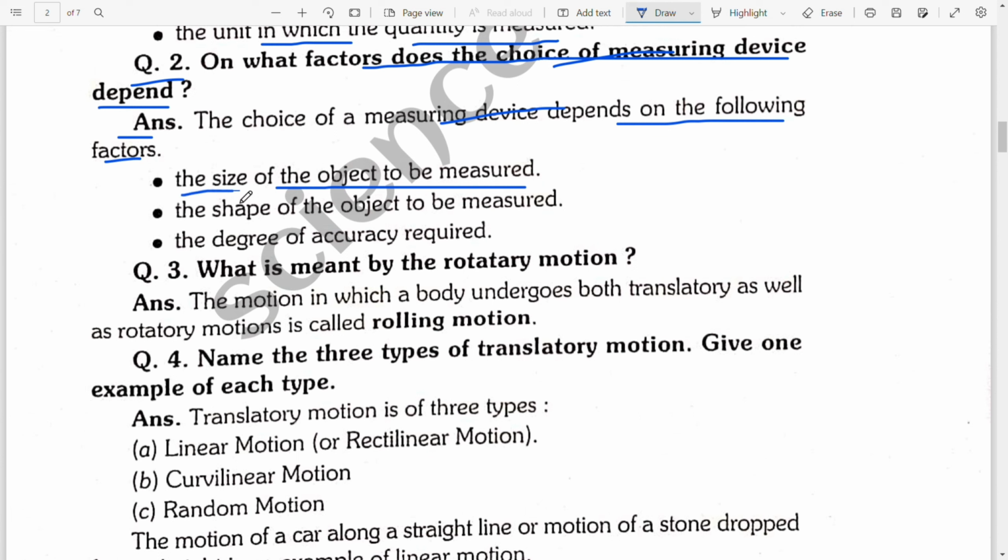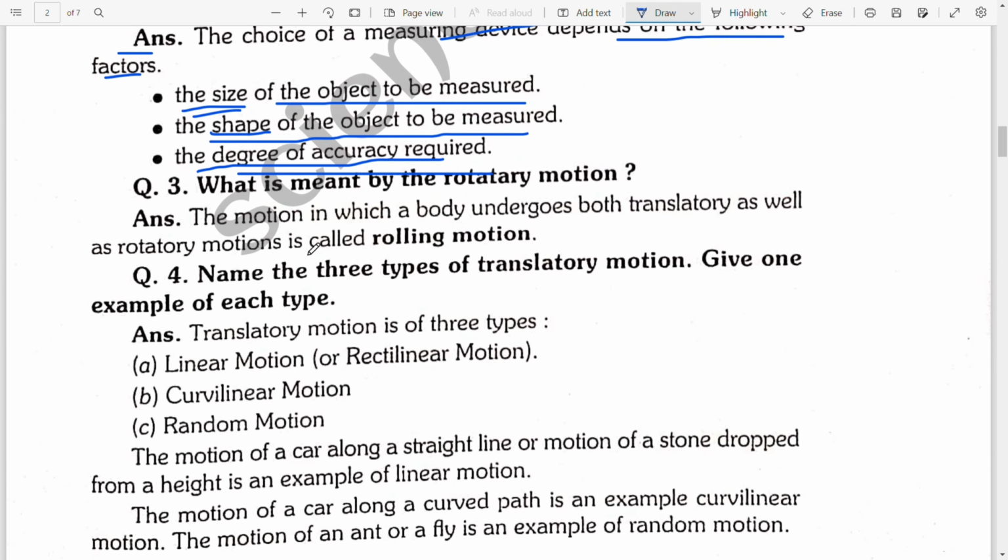सबसे इंपॉर्टेंट चीज क्या है? साइज, कि वो किस साइज का है जिस ऑब्जेक्ट को हमको मेजर करना है. सेकेंड इज द शेप ऑफ द ऑब्जेक्ट टू बी मेजर्ड. उस ऑब्जेक्ट का शेप कैसा है जिसको हमको मेजर करना है. थर्ड, द डिग्री ऑफ एक्यूरेसी रिक्वायर्ड. डिग्री ऑफ एक्यूरेसी इज also required, means the measure should be accurate.